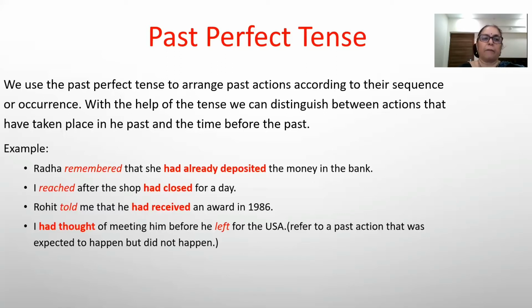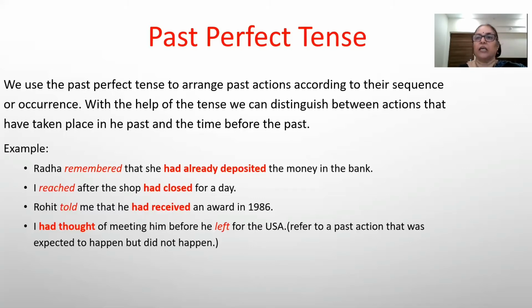Now look at the third example. Rohit told me that he had received an award in 1986. So Rohit told me. Now this is reported speech, children. So generally when Rohit was telling, what will he say? Rohit told, I received an award in 1986.